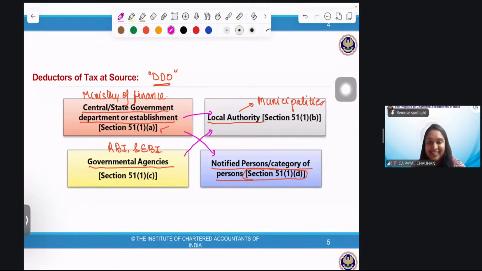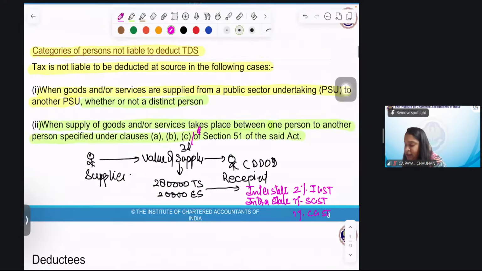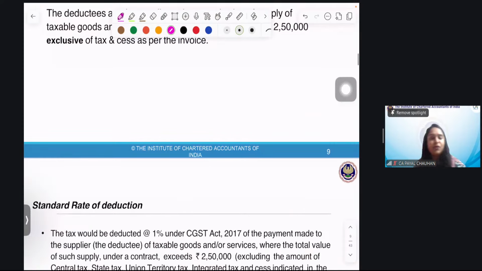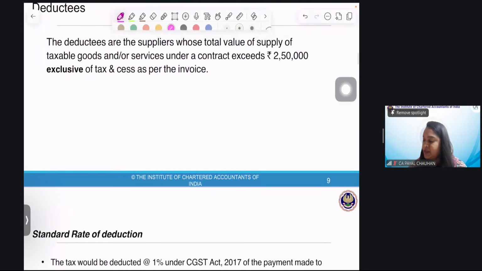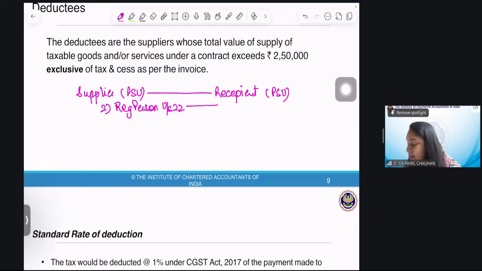Perfect. Okay, now we'll have the question. You people need to answer. Deductees, see, okay. Before we do deductees, you people need to answer the question. See, he's a supplier and he is the recipient. The recipient is a PSU. And the supplier is, in the first case, a PSU. And in the second case, any individual, any registered person registered under section 22, turnover basis. Now tell me, in which situation will the TDS be deducted?